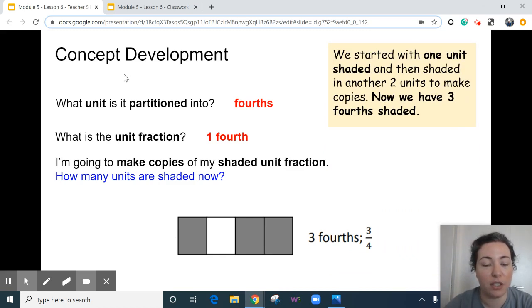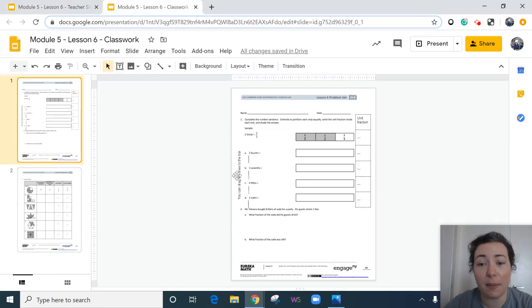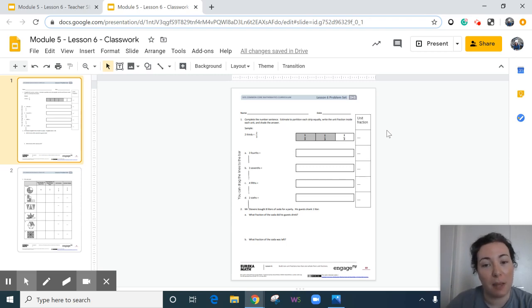So today, what you're going to do for your classwork, I will show you right here, is going to be to work with this idea of several units of a fraction being shaded, or several units in a fraction rather than just 1 unit. So let me explain this for you really quick. So it says complete the number sentence, estimate to partition each strip equally and write the unit fraction inside, and then shade each unit. Now, here's an example, and then for A it says 3/4.